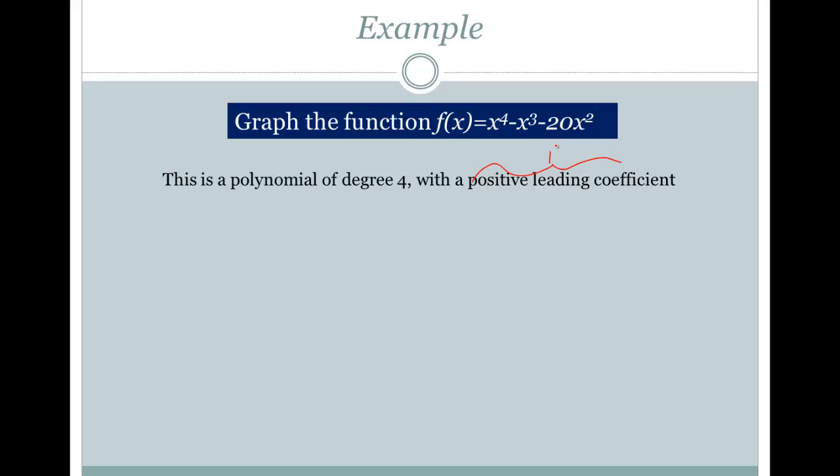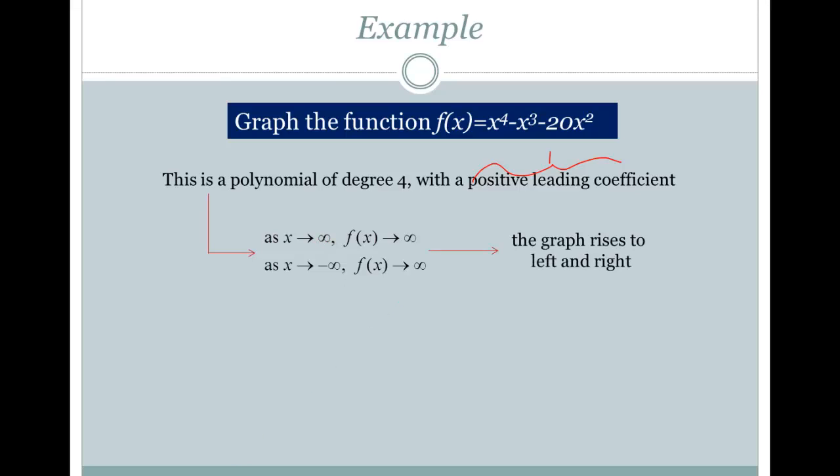It is 1 here. And I know, because I'm an even function, that with a positive leading coefficient, I'm going to go off to infinity as x goes to both positive infinity and as x goes to negative infinity. The graph rises to the left and to the right in both situations.